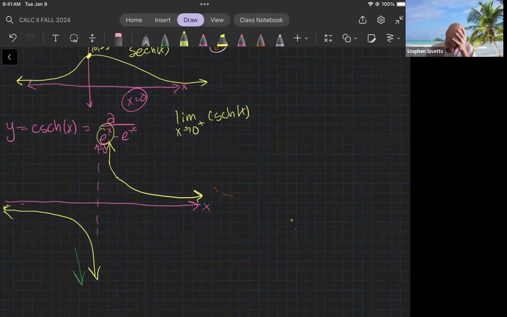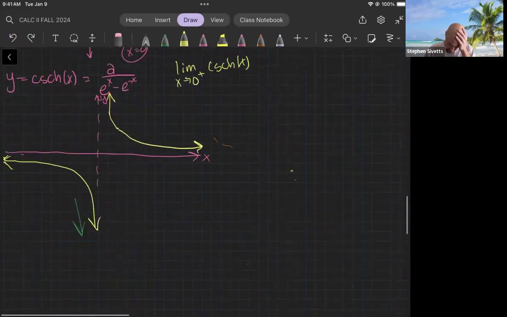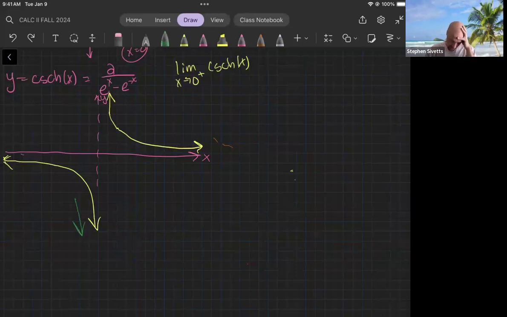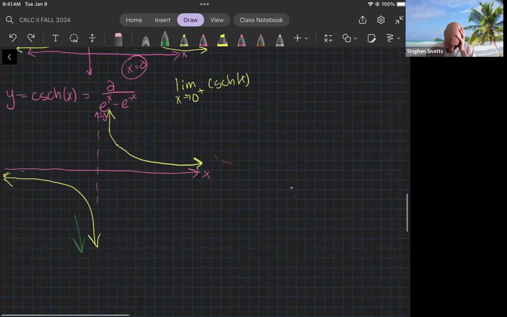This e to the x term here will go to 0, right? And then e to the minus x will be a lot bigger number. So it will shoot off towards negative infinity that way, right? So that's the graph of hyperbolic cosecant of x, right?